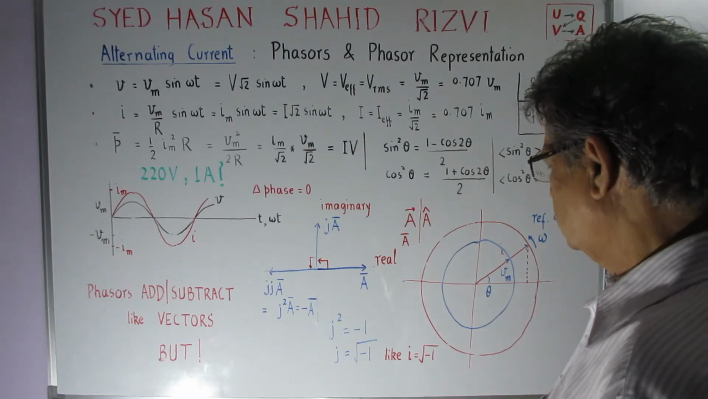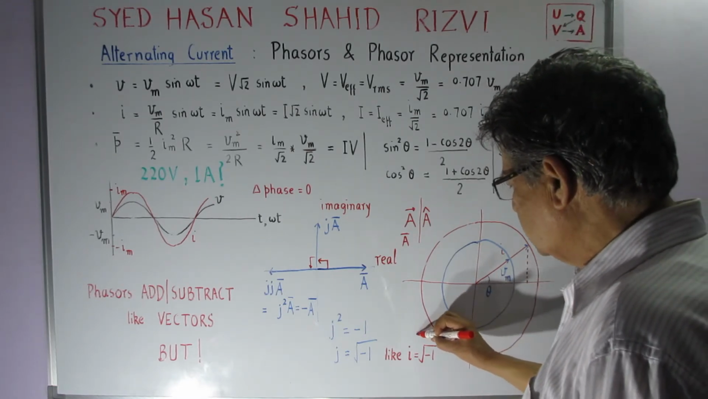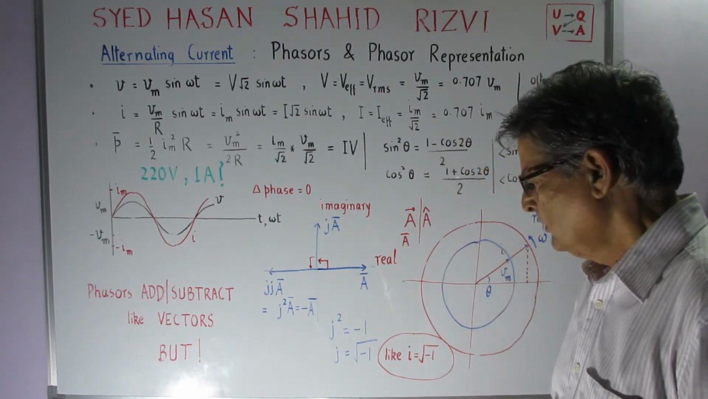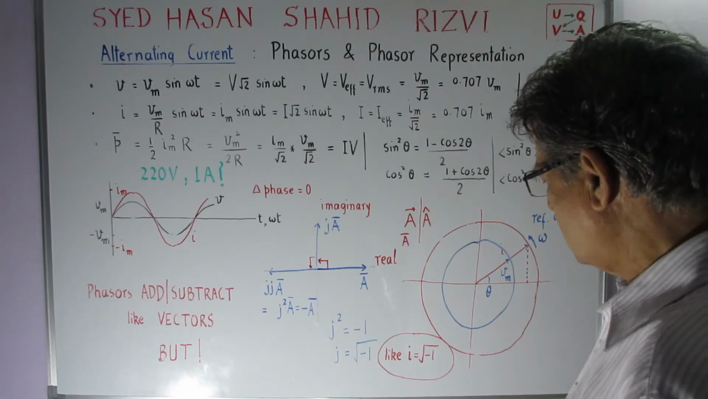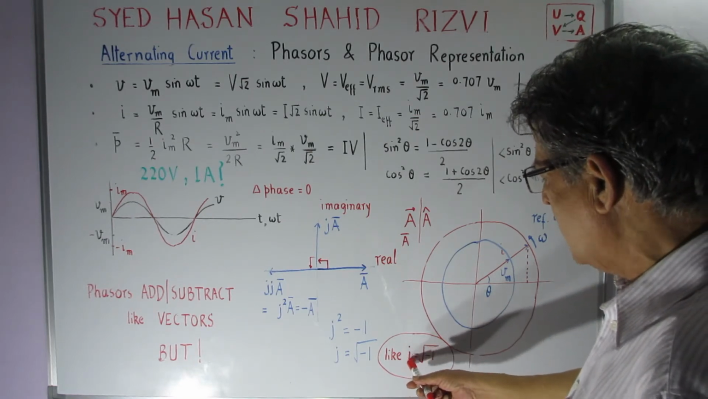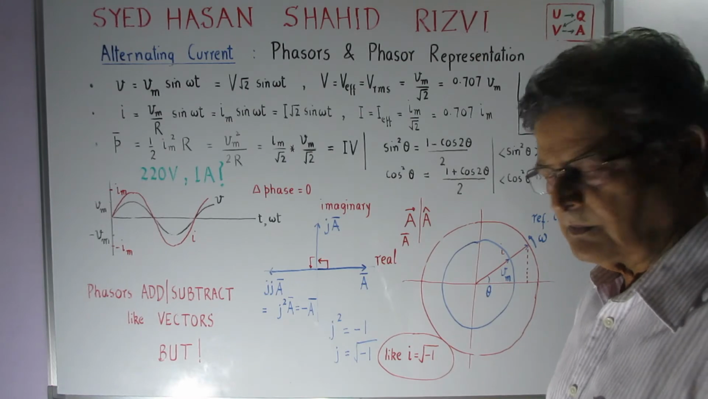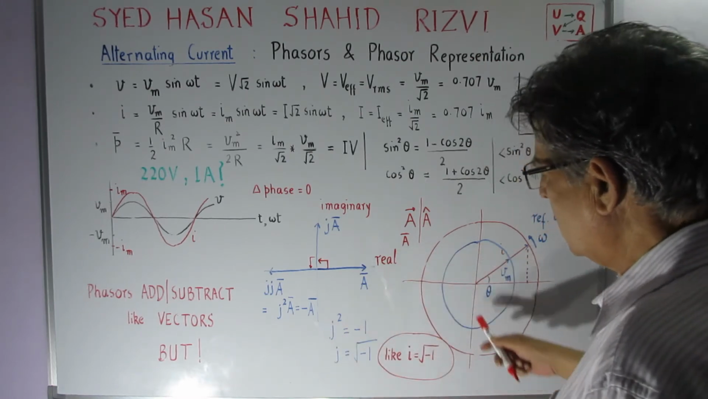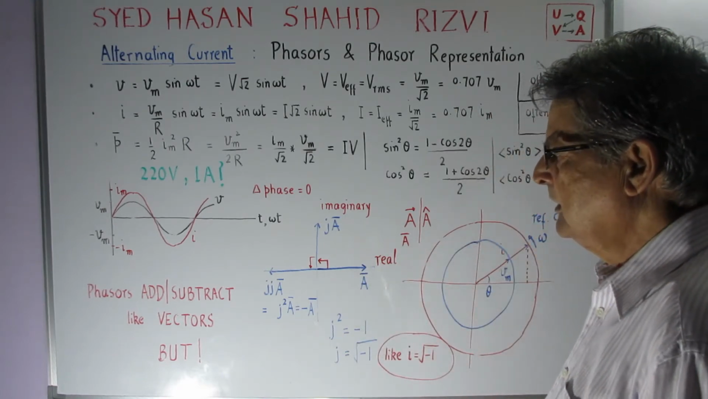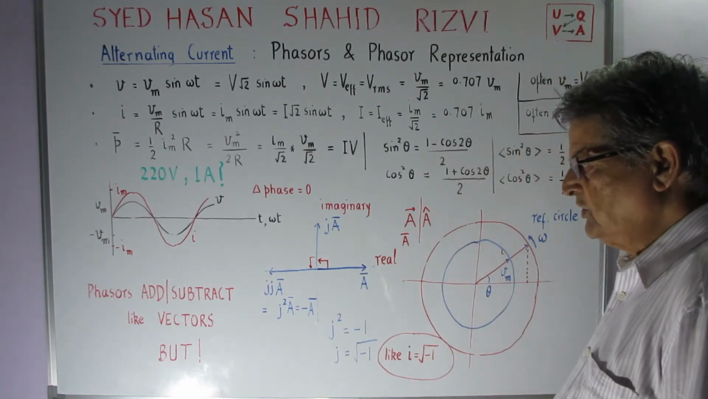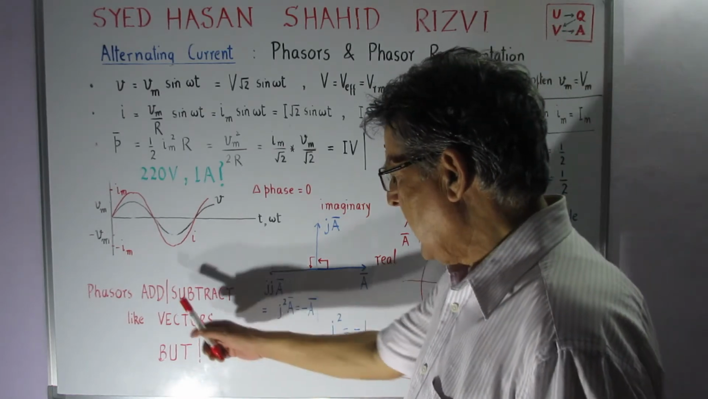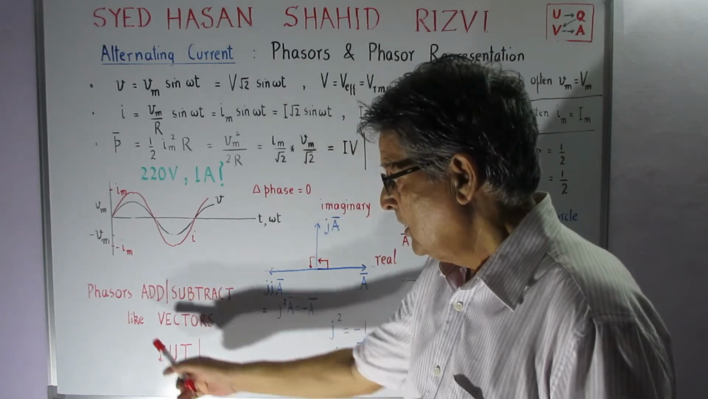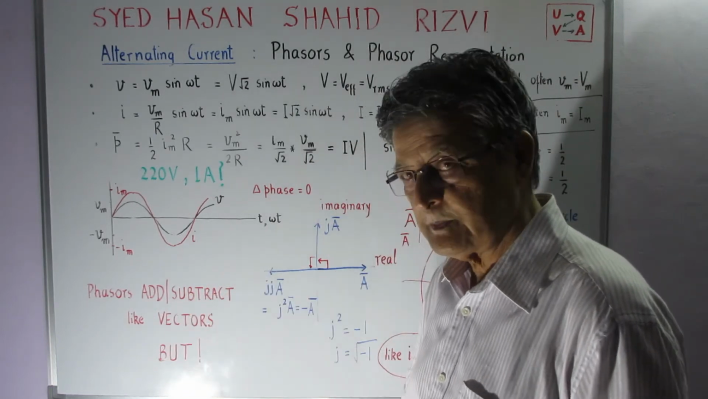So this kind of thing is just like in complex algebra. Those of you who have learned about complex algebra know there is an iota, not I, iota, which is equal to under root minus 1. So they have similarity. So phasors will add and subtract, only two things I am telling you right now, like vectors.